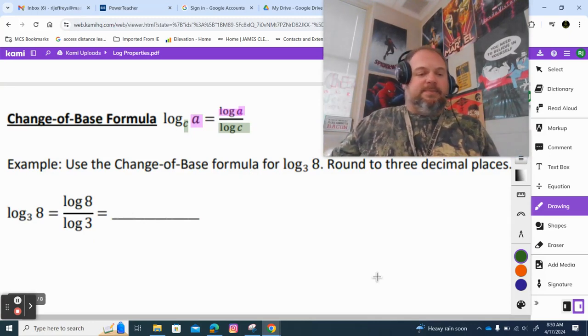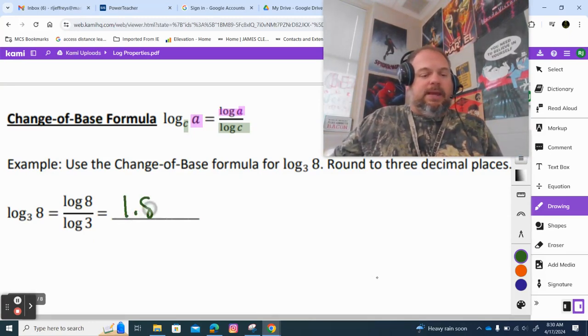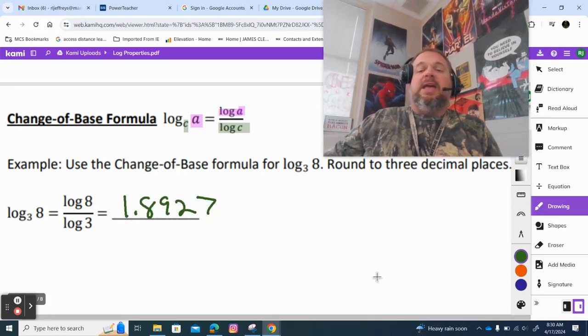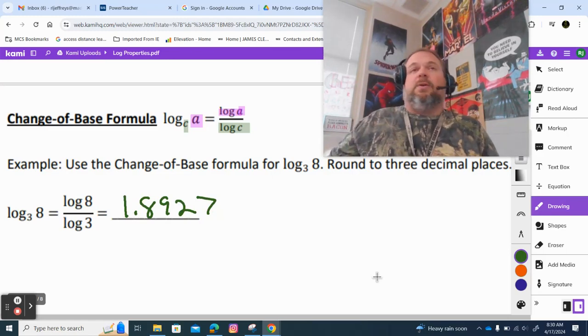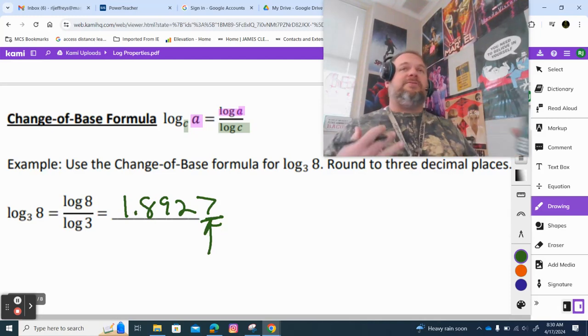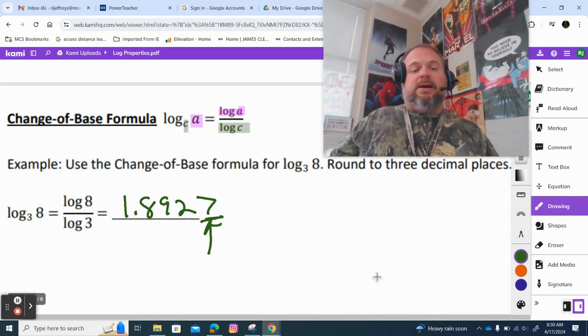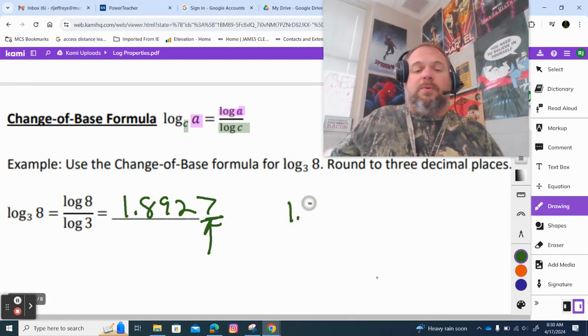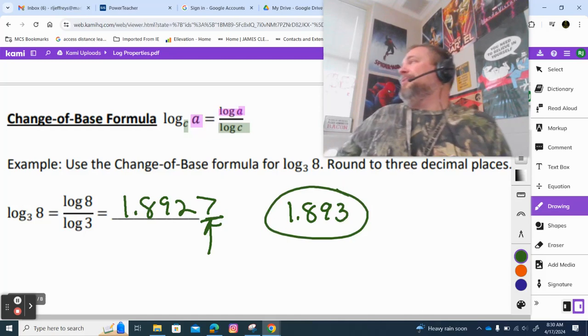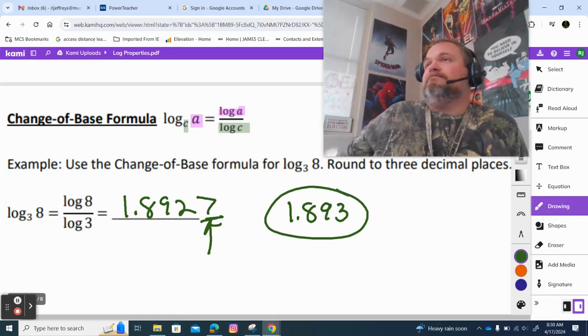Okay. This number is 1.8927. It says 3 decimal places. So I'm going to look at the fourth one. This one right here happens to be 5 or higher. So I round the third one up. This now becomes 1.893. That's all I have to do for my change of base formulas.